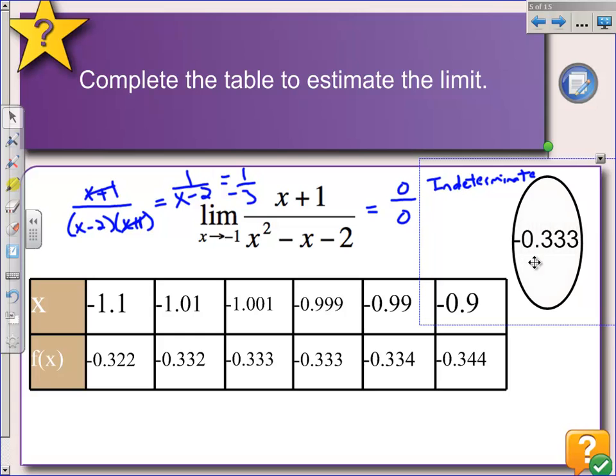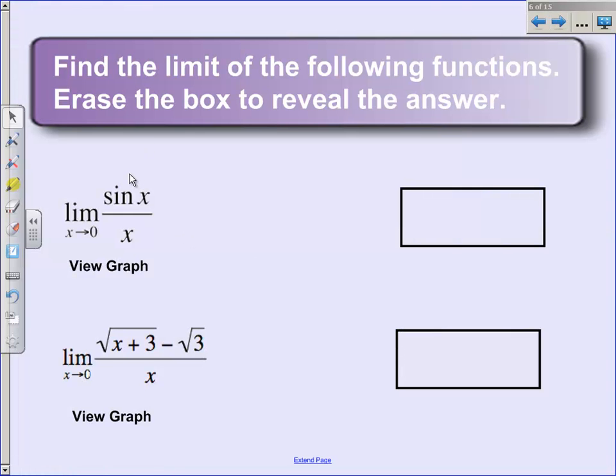See if we got it right. Oh, yay. Okay. All right. Other times the table might not help you, especially if you don't know your sine values. So let's take a look at another approach here.